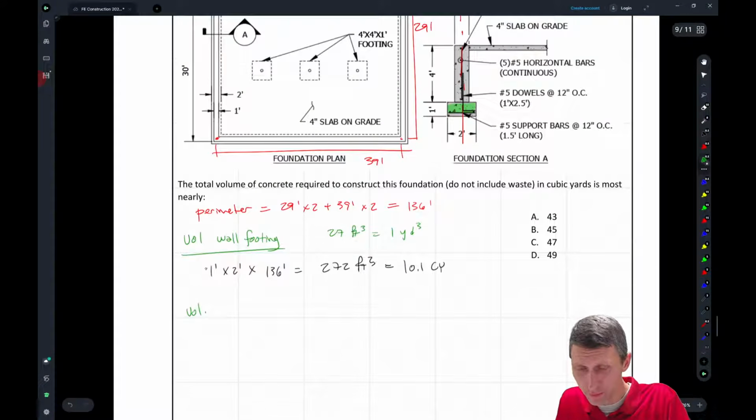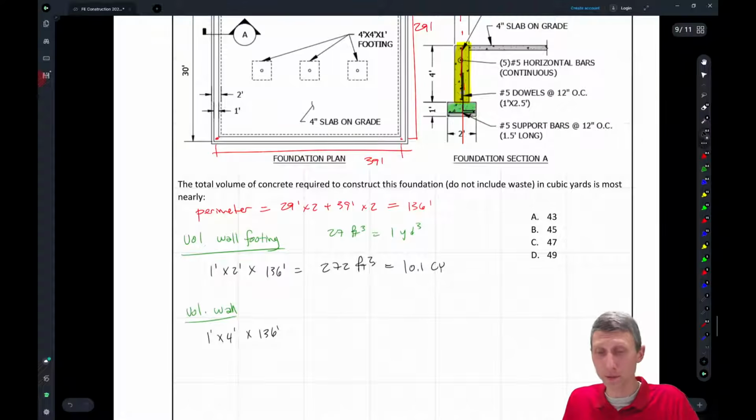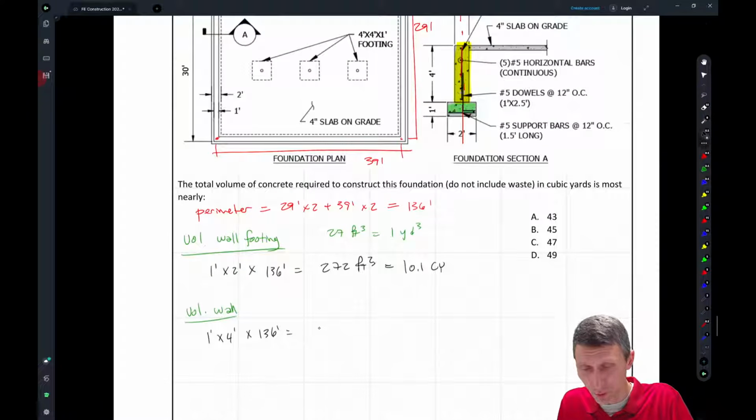the volume of the wall. And what's that going to be? Well, that's going to be this piece here, right? So this is the wall. And what are we doing? We're just taking 1 foot wide by 4 feet thick times, again, that perimeter. That's why I wanted to start with that perimeter, because that perimeter is super important. It's basically going to double our 272 and get us to 544 cubic feet, or in this case, it's going to be 20.2 cubic yards.